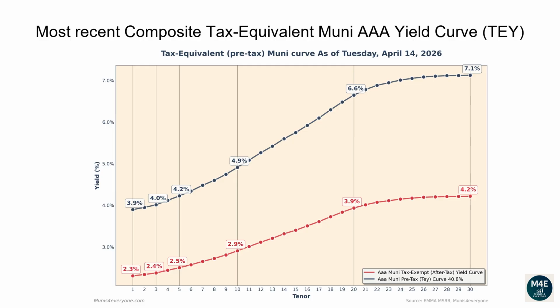The one-year tax-exempt yield is 2.31%, corresponding to a 3.9% tax-equivalent yield for investors in the top tax bracket. The two-year tax-equivalent yield is 3.95%. The 5-year tax-equivalent yield is 4.23%. The 10-year tax-equivalent yield is 4.91%. The 20-year tax-equivalent yield is 6.65%. The 30-year tax-equivalent yield is 7.12%.